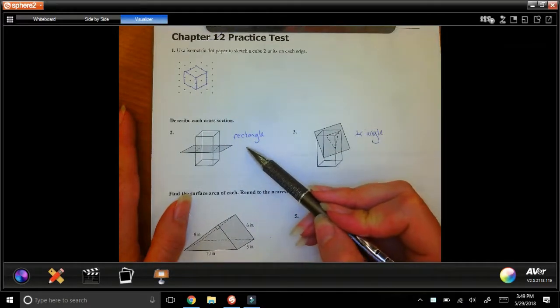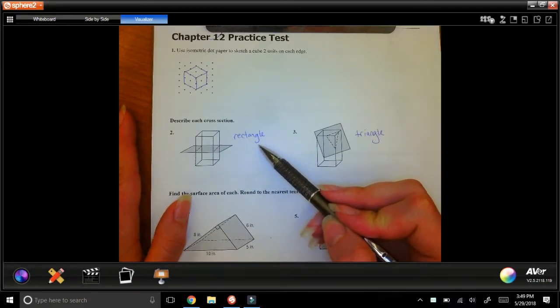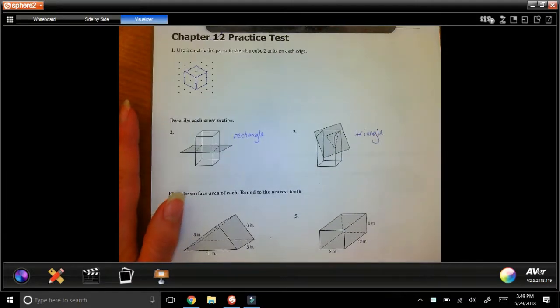For this next one, this would be a rectangle. I did see some people writing square. We're not quite sure if that's exactly a square, so just keep that as a rectangle. And then this last one is a triangle, and you can kind of see that drawn in there, taking that corner piece out of that prism.